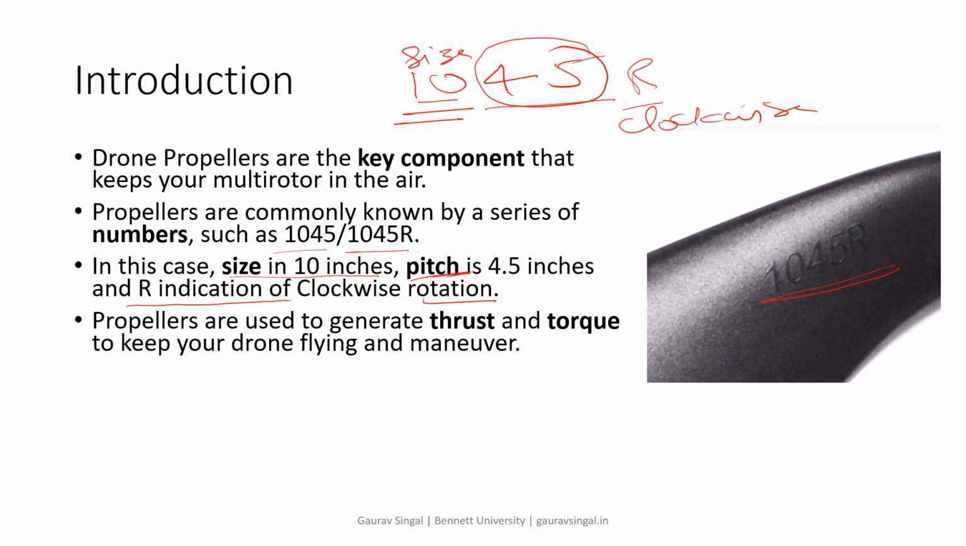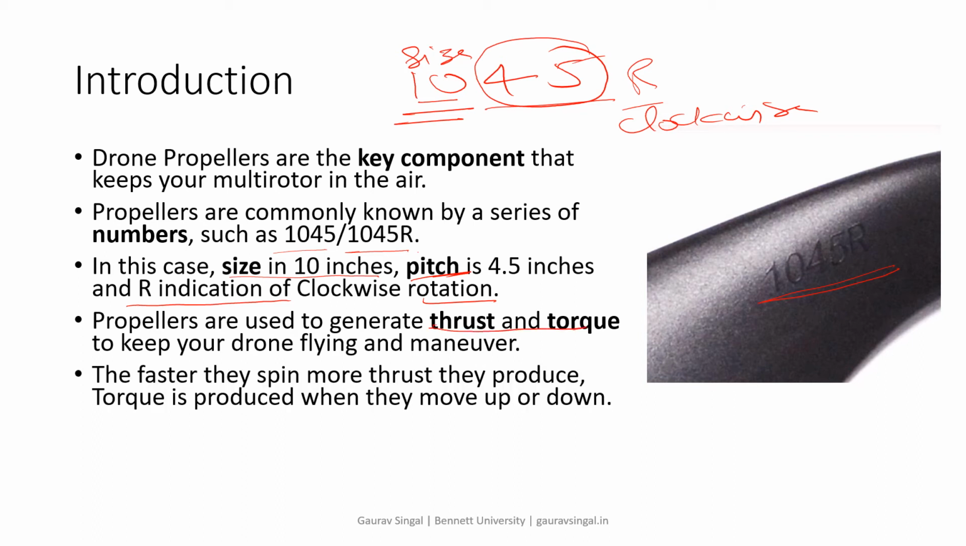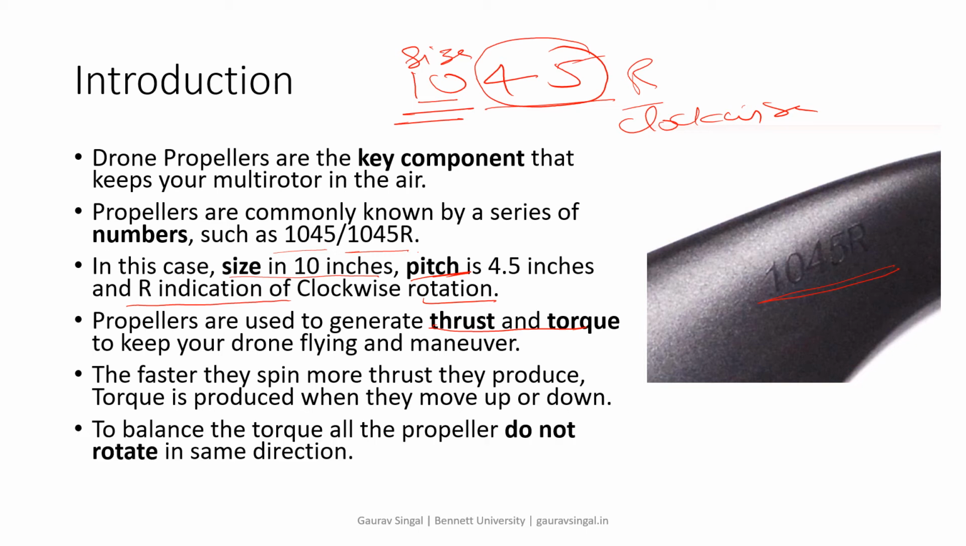Propellers are used to generate thrust and torque to keep your drone flying and maneuvering. The faster they spin, the more thrust they produce. The faster they move, the more thrust they generate. And torque is produced when they go up and down. Thrust is required for lifting it. When they are going up and down, they will generate torque.